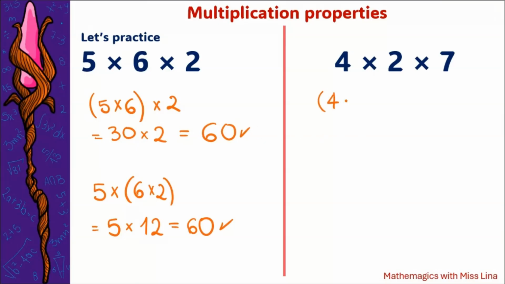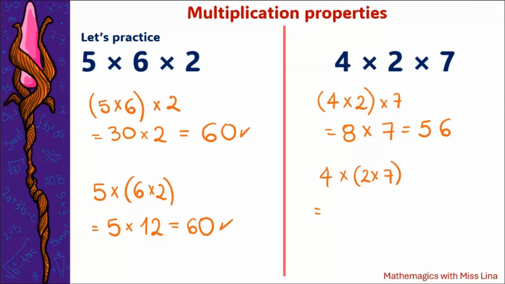Now let's do this one. 4 times 2 times 7. 4 times 2 is 8. And 8 times 7 is 56. And the other way around. 2 times 7 is 14. Okay, I don't do the 4 yet. 14 times 4. This one is a tricky one. We need to do it on the side. Okay, it's also 56.